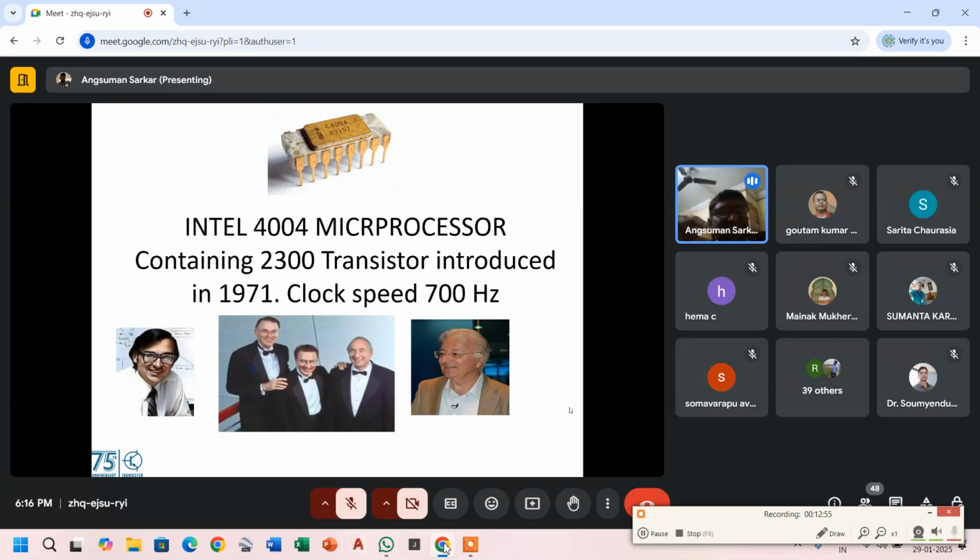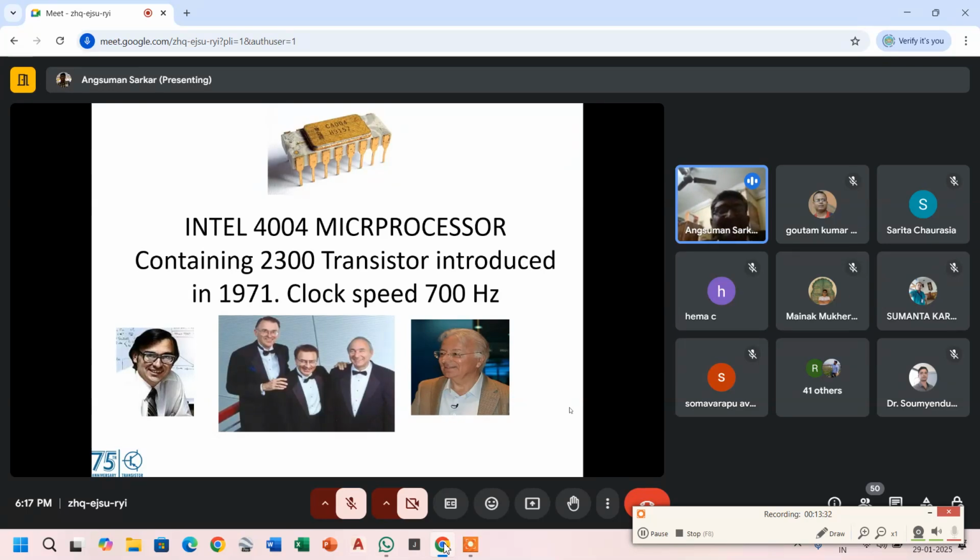So this is the starting processor, the Intel 4004, which is based upon PMOS technology. It was introduced in 1971 with a clock speed of 700 Hz. Just think, the initial processor by Intel was working at a speed of 700 Hz. Today we are dealing with tens of gigahertz, not 100 actually, but tens of gigahertz range. So this is the improvement, the revolution I was talking about.